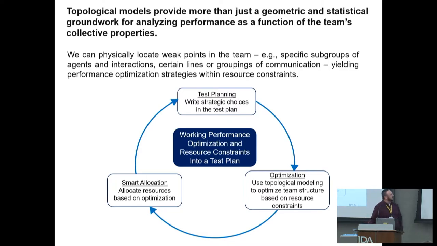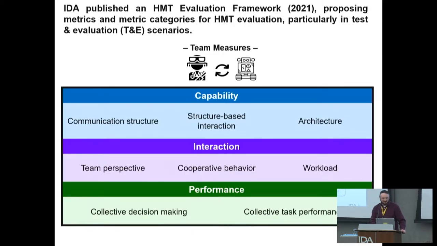So we've built this sort of circular framework here, as part of our T&E applications for topological models of HMTs, and I'm going to talk about this in just a second on the next slide too. This is really a follow up of work we did in the past on building a framework of metrics for assessing human machine team performance. So in fact, I'm actually going to go on to that next because I want to talk about that.